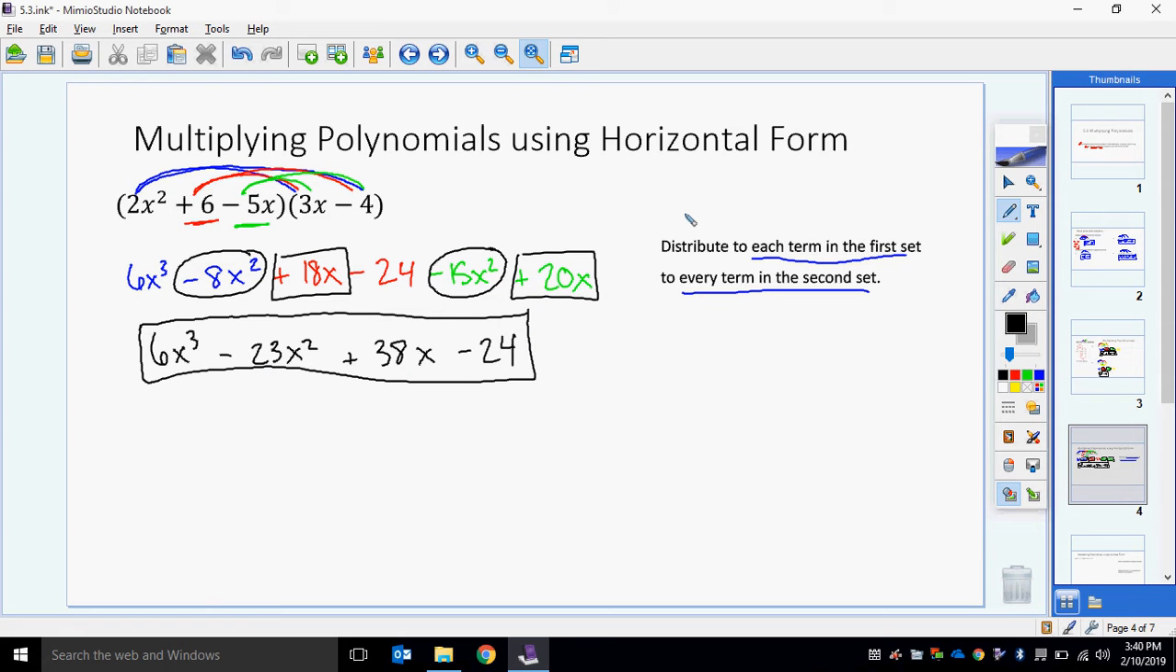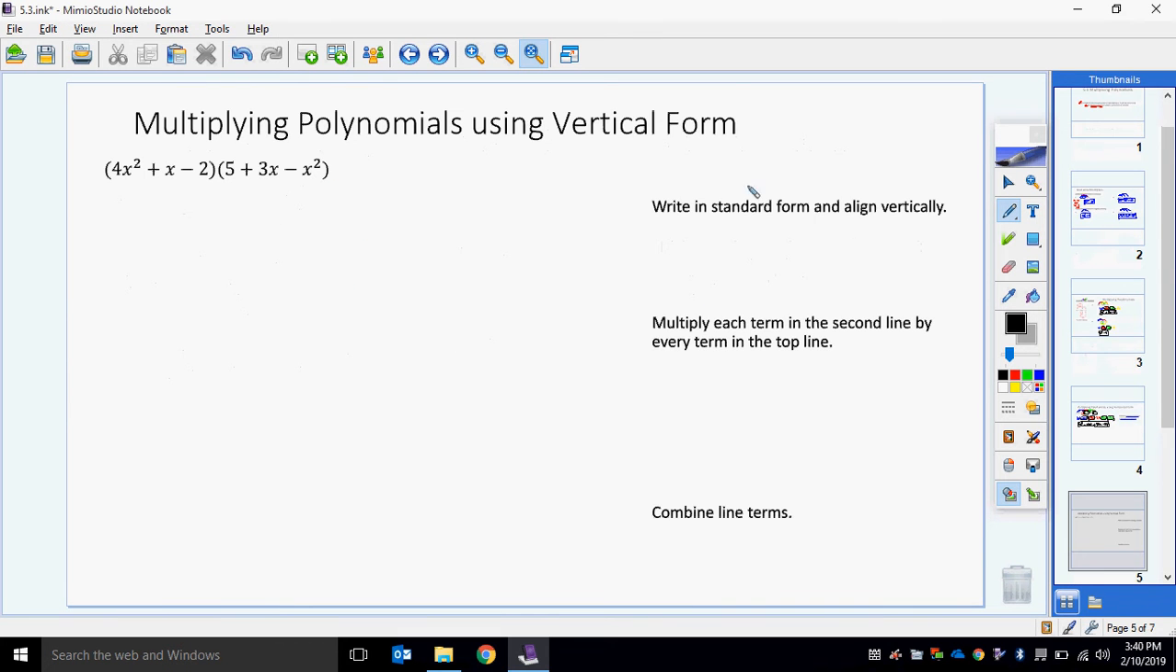So just be careful on those, especially the signs. Keep that subtraction sign with the 5x and keep that subtraction sign with the 4. That way you just treat them as negatives. Okay, we're not going to use the vertical form. I don't like it very well, so we're just going to do it horizontally again. But I want you to try it, so make sure that you are multiplying every term in the first parenthesis to every term in the second and combine like terms for me.